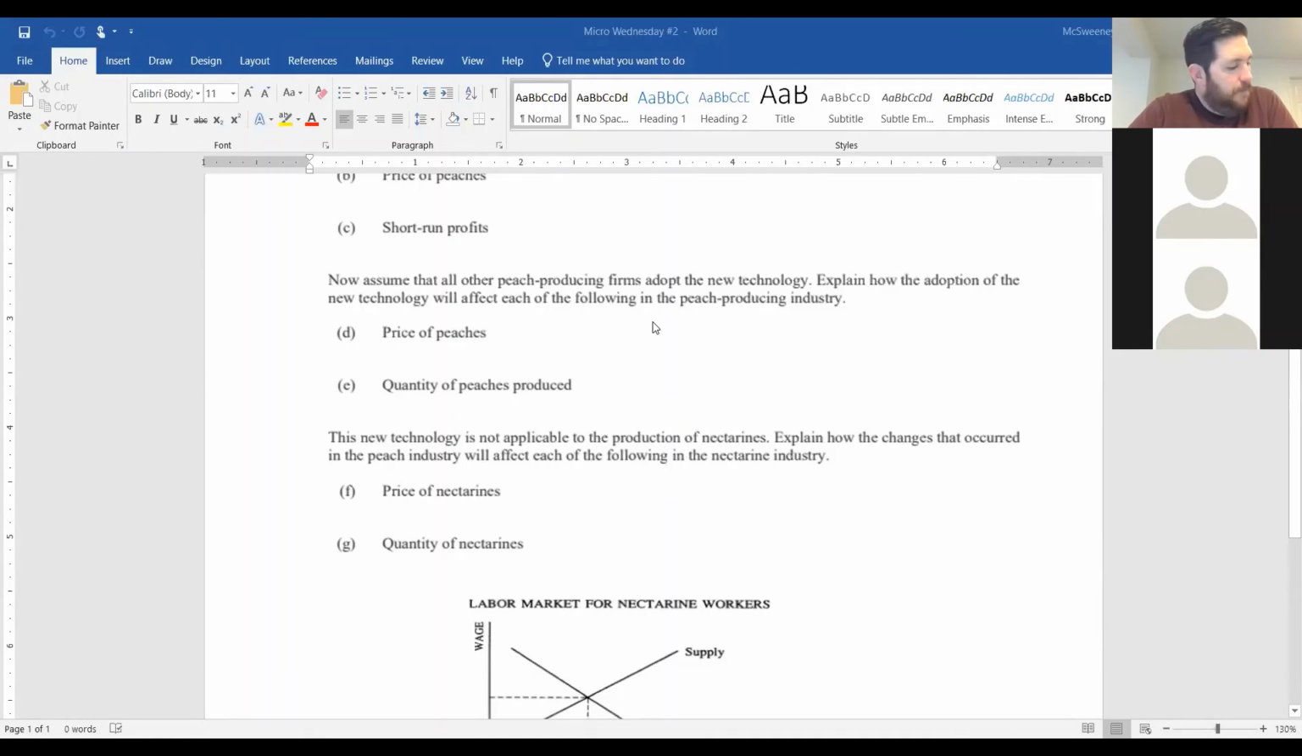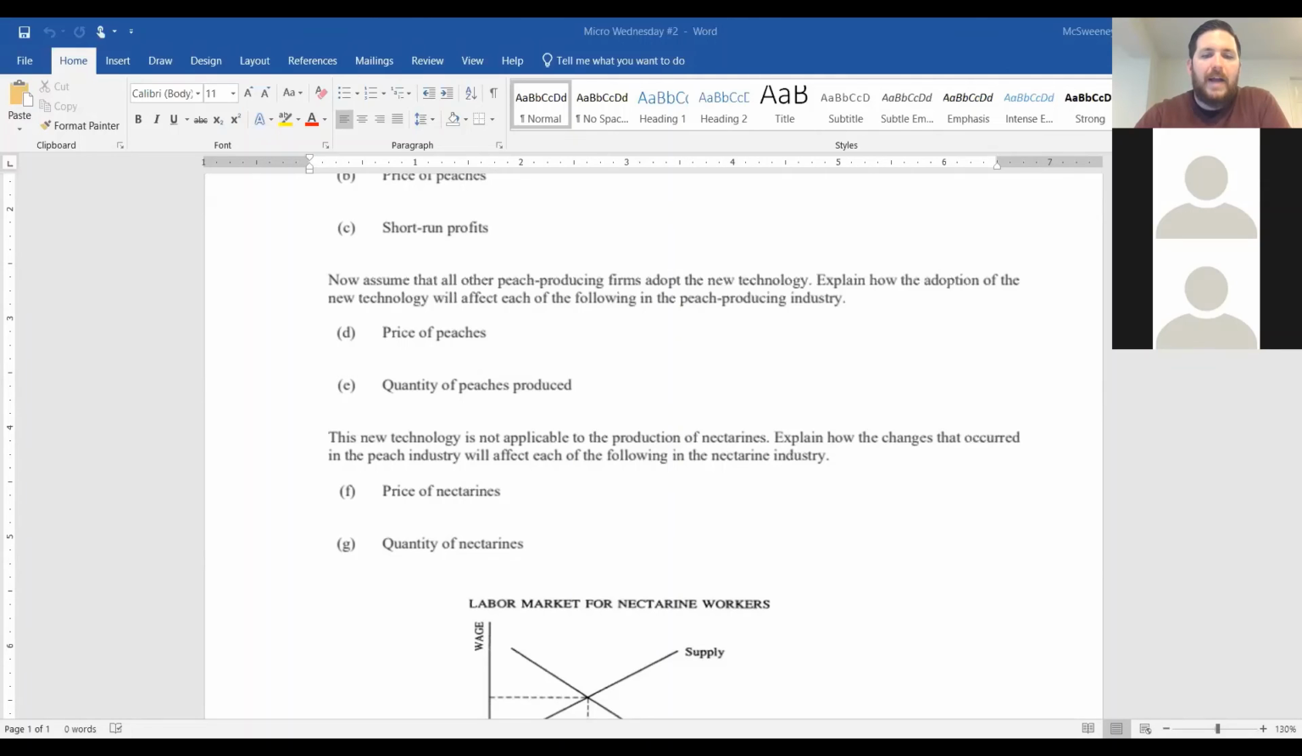Well, why? Because we're going to increase the total supply of peaches in the market as our costs go down. All right. So that is worth 1 point, saying the price is going to decrease, okay, because of an increase in supply. So you have to say all of that to get the 1 point. E, quantity of peaches produced. Okay, the quantity of peaches is going to increase as each firm is going to increase their supply.